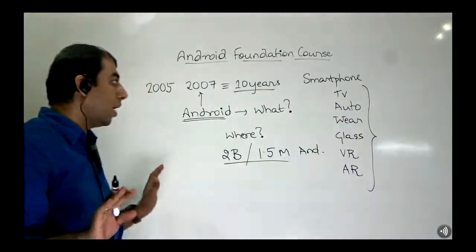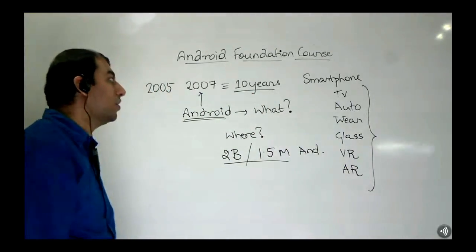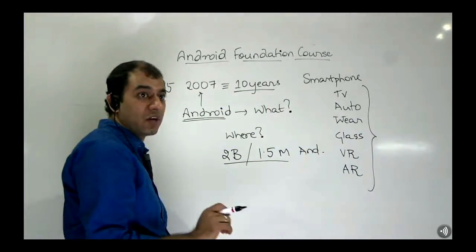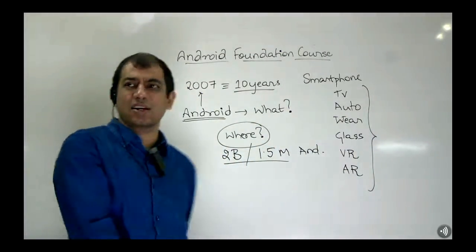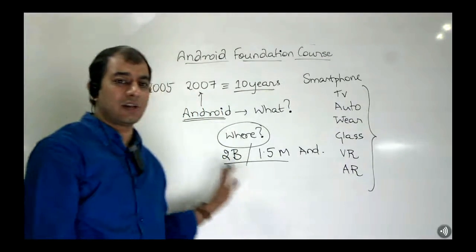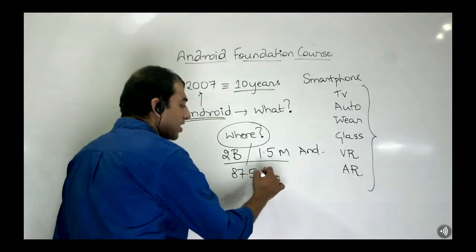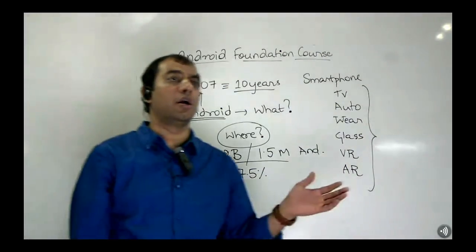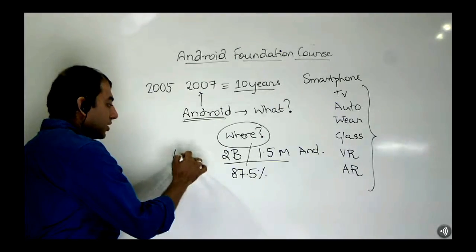Bottom line, how is it possible that in this so-called short span of 10 years, Android reached where it is, isn't it? So we have a kind of an inkling. There are many other stats, I will not bore you with it, but these numbers are good enough for us to understand. 87.5% of the entire smartphone market across the world is taken up by Android. One more stat which I was just looking up before I started the session.